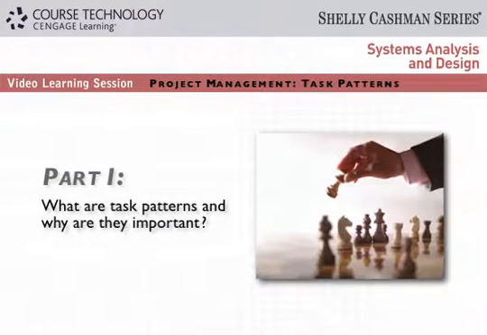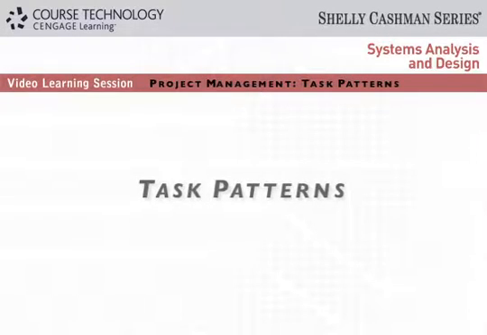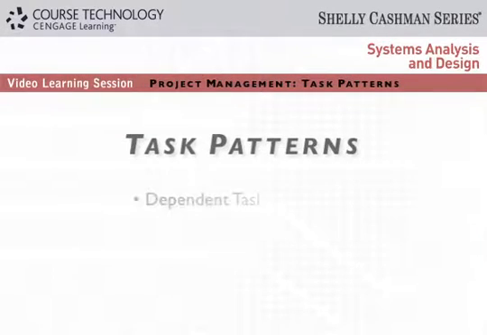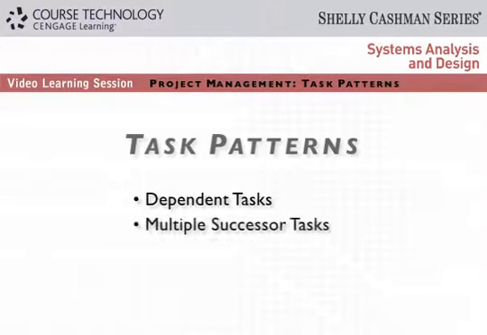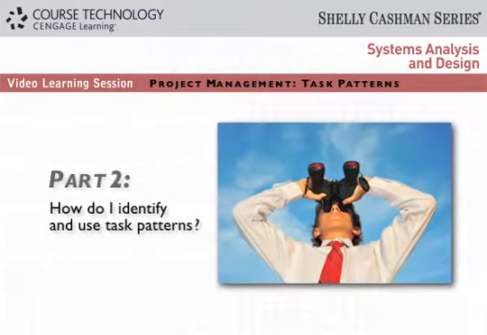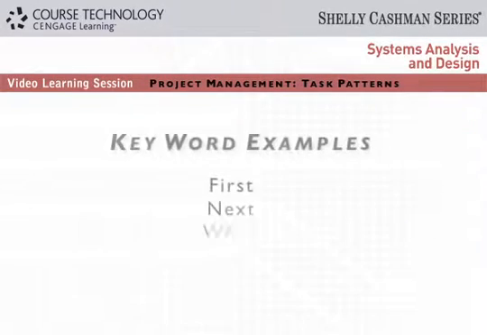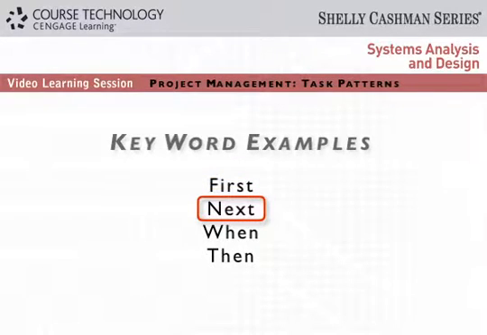Tasks in a work breakdown structure must be arranged in a logical sequence called a task pattern. We'll review three basic task patterns: dependent tasks, multiple successor tasks, and multiple predecessor tasks. You can recognize task patterns by studying the key words in the task statement. Words like first, next, when, and then are examples of action words that identify specific patterns.